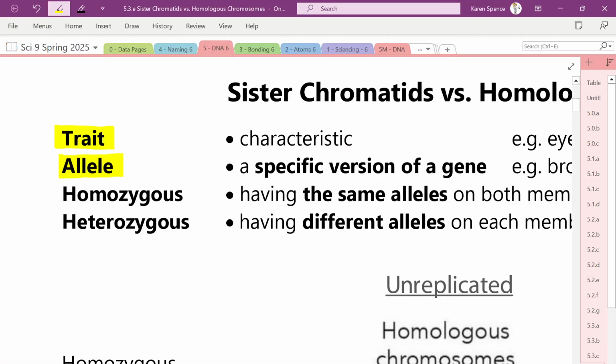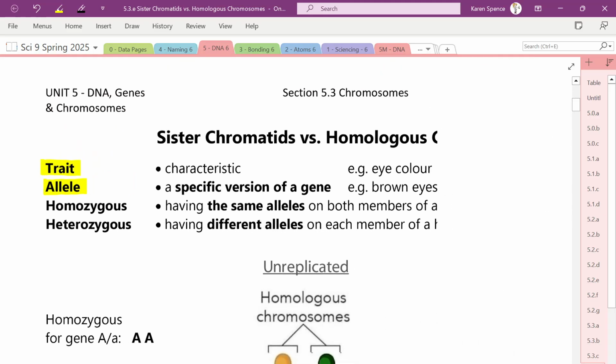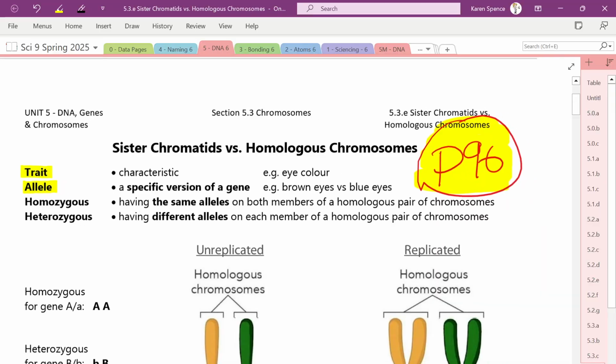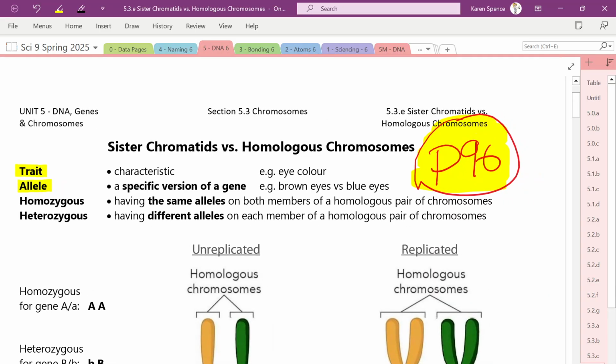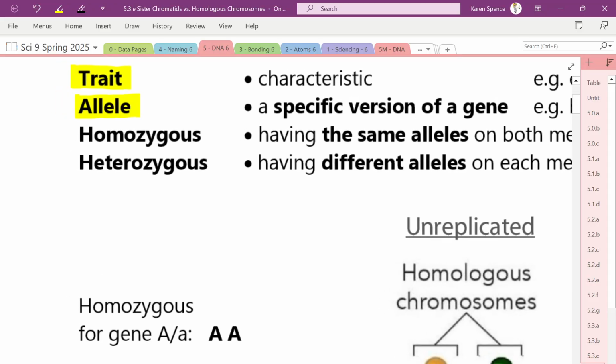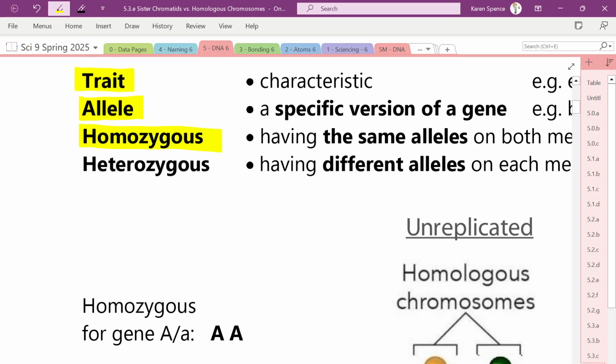So we have a trait, which is a characteristic. We have an allele, which is a specific version of a gene, say brown eyes versus blue eyes. We have the word homozygous, which means that if you have a pair of homologous chromosomes, they will contain the same allele for that particular gene. Okay? So it might be brown eyes and brown eyes. That would be homozygous.